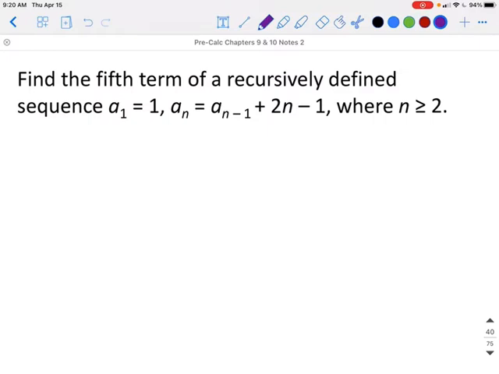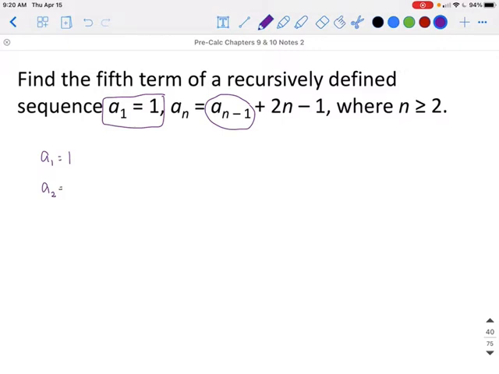So this is a recursive formula because it's telling you you're going to take the a sub n minus 1, which means you're going to take the previous term, plug it in, and then solve. So they tell you the first term, a1, is equal to 1, and then for each of the subsequent terms, you're going to have to use the answer from the one before it. So we know a sub 1 is 1.